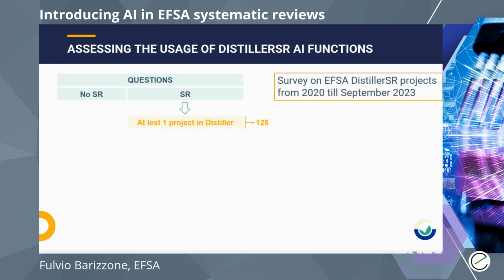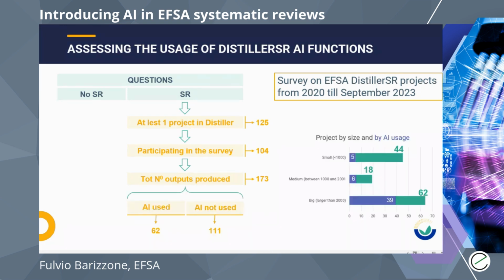And so there were basically under 25 projects. And then we were trying to ask a little questionnaire to the people that were responsible for those projects in Distiller. So we were covering at the end a little bit more than 100 projects, which of course were giving rise to more than 170 scientific outputs.